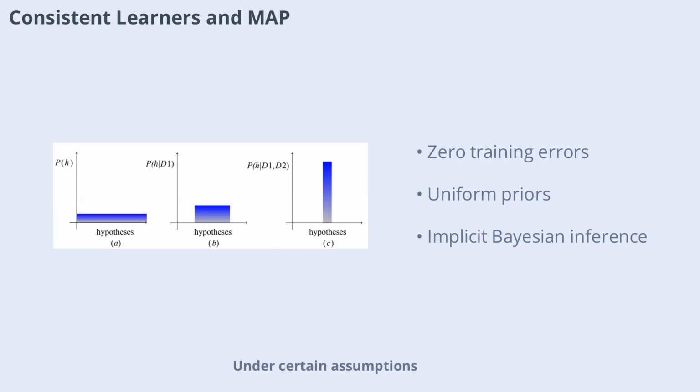A consistent learner is one that makes no errors on the training data. Under certain assumptions, such as uniform prior probabilities and noise-free data, every consistent learner outputs a MAP hypothesis. This means that algorithms like Find-S, which always find a hypothesis consistent with the data, are essentially performing Bayesian inference under the hood, even if they don't explicitly use probabilities.